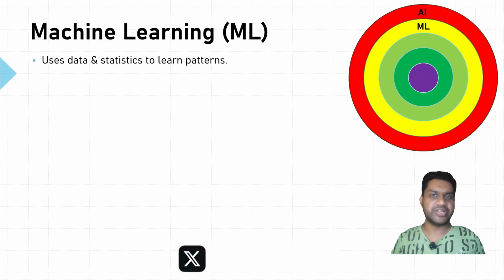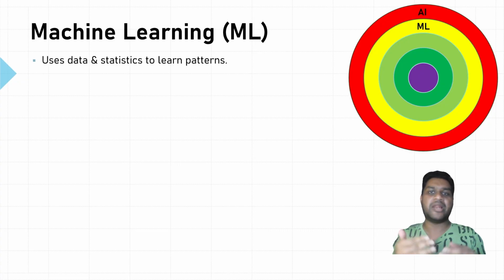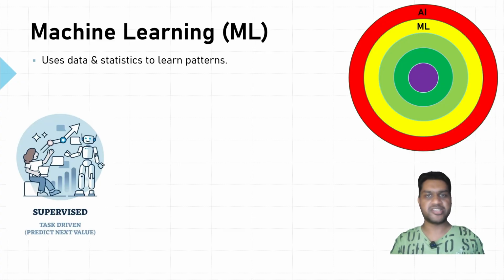Now, with the help of machine learning, we say that it is able to use the data and various graphs and statistics in order to learn things. So it is going to learn with the help of patterns. Now, under this, there are various subtypes. One of the subtypes is supervised learning.